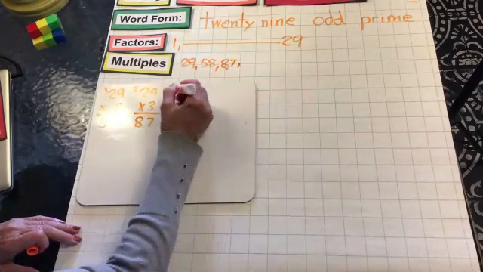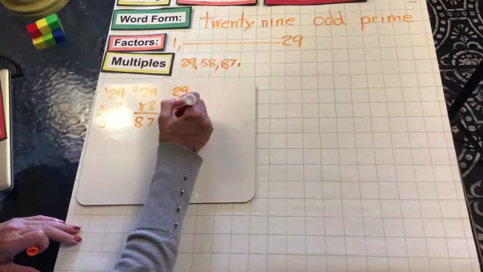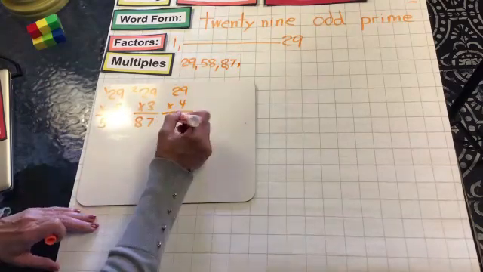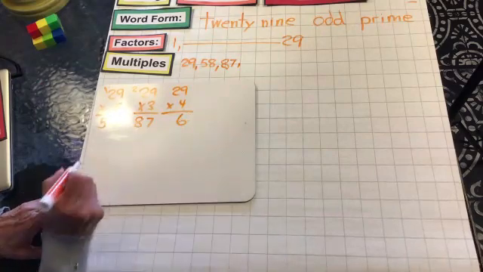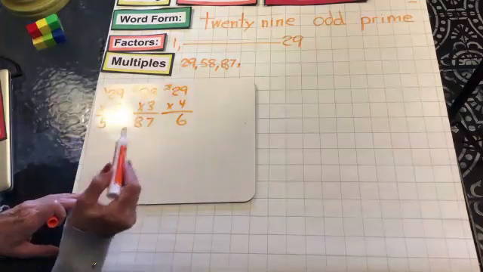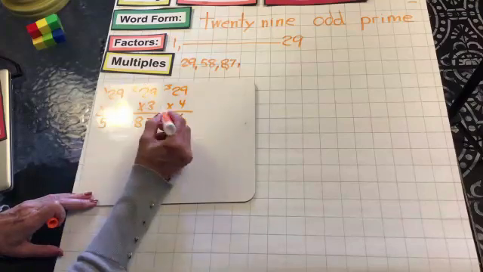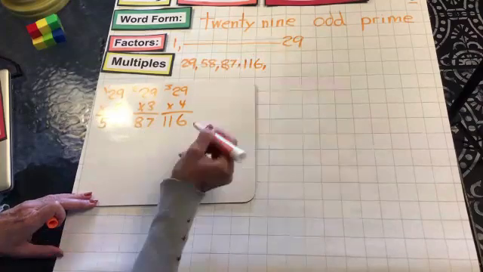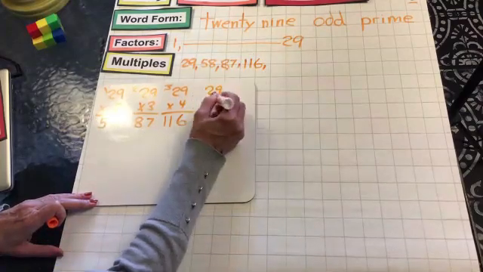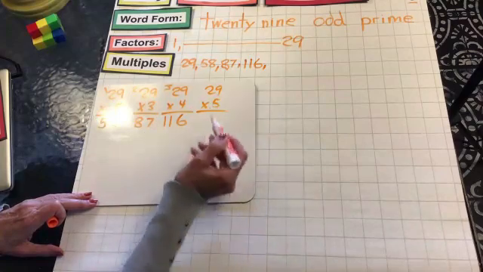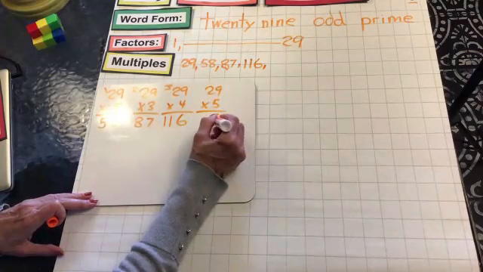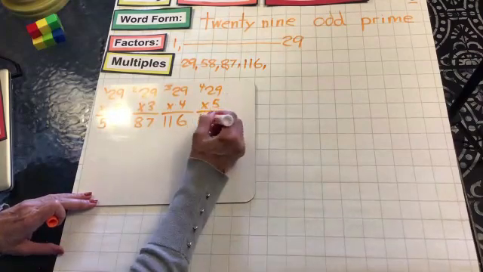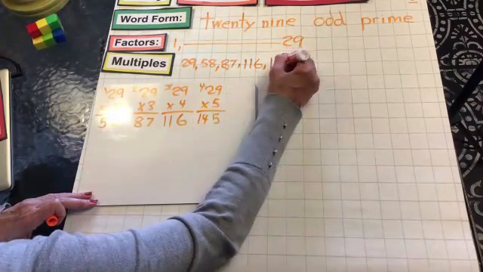87. Then we have 4 29s. 4 times 9 is 36. Drop the 6, carry the 3. 4 times 2 is 8 plus 3 is 11. 116 is our next one. We have 29 times 5. 5 times 9 is 45. Drop the 5, carry the 4. 5 times 2 is 10, plus 4 is 14. 145.